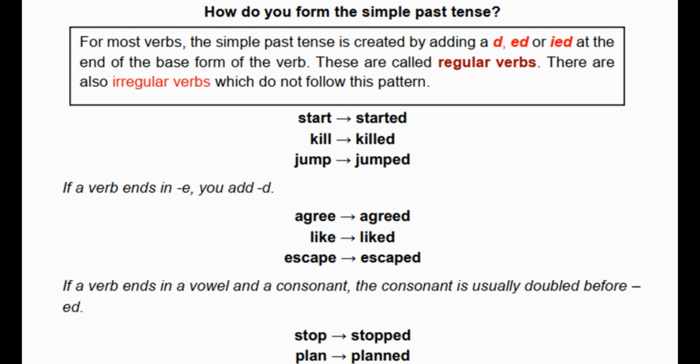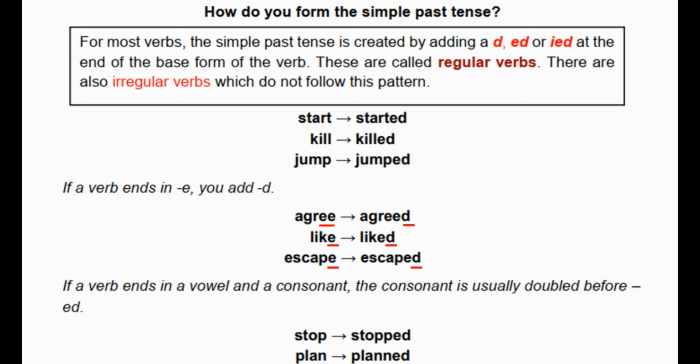How do you form the simple past tense? For most verbs, the simple past tense is created by adding d, ed, or ied at the end of the base form of the verb. These kinds of verbs are called regular verbs. For example, start, started, kill, killed, jump, jumped. If a verb ends in e, you add d, like agree, agreed, like, liked, escape, escaped.